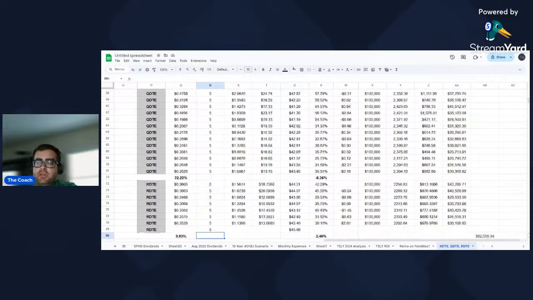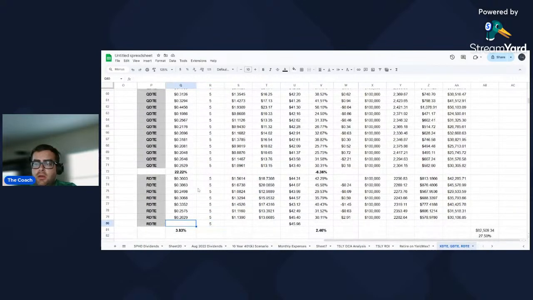And of course, our newest kid on the block, RDTE, we're in week 8 now. So for week 8, we actually had 33.4341. So that's going to be 0.334341.